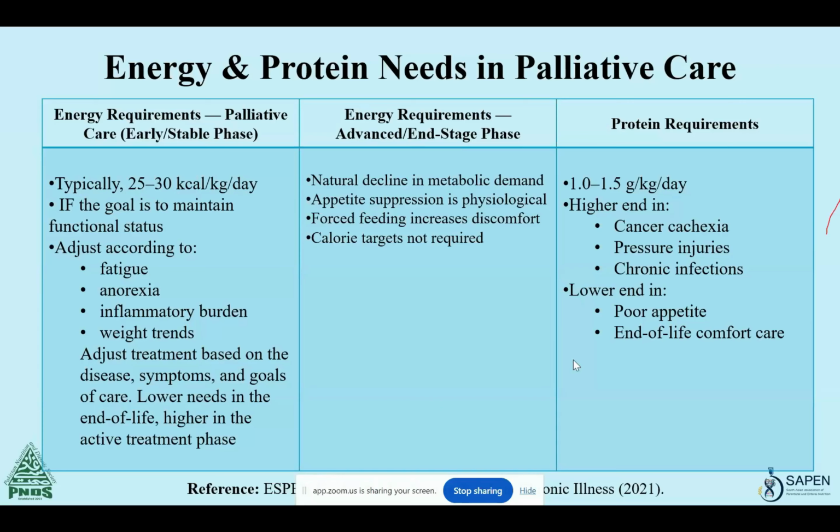Protein requirements are 1 to 1.5 grams per kg per day. At the higher end, where cancer, cachexia, pressure injuries, and chronic infections are present. At the lower end, where there is poor appetite and end of life comfort care. And these are related to the ASPEN Care Guidelines 2021.